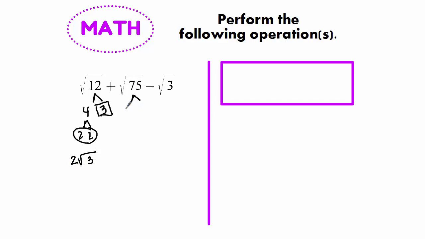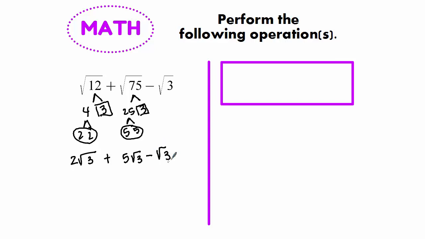75 is going to break down into 25 and 3. 25 breaks down into 5 and 5. So if we look, we have a pair of 5s. So that means those pair of 5s get to come out. This lonely 3 has to stay home. And then we just rewrite the operation. So there was an addition sign here. There was a subtraction sign here. Rad 3 is already simplified. So then we check. Our indexes are all the same. They're all square roots. And our radicands are all 3s. So that means we can actually go through and add and subtract these.